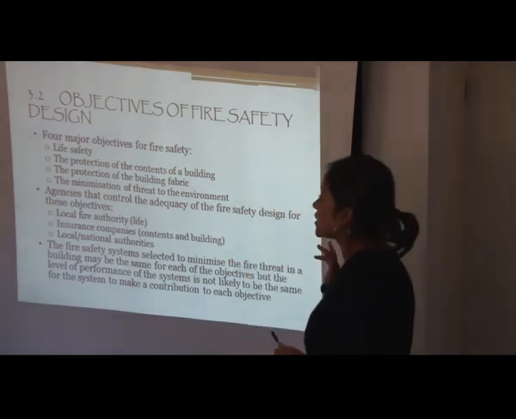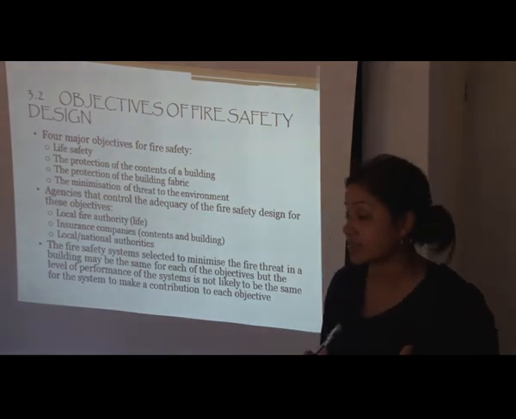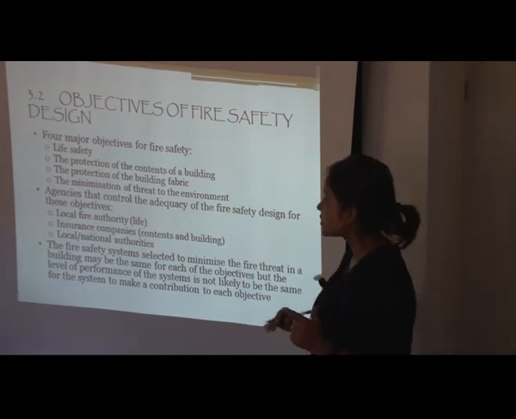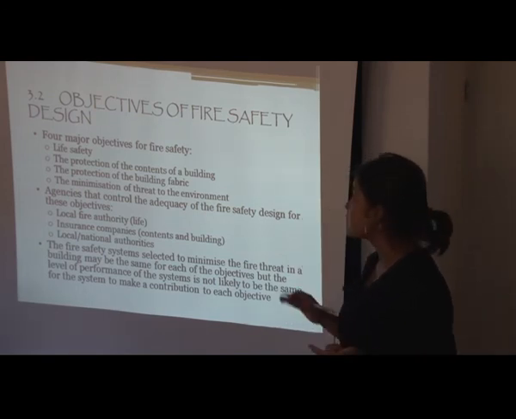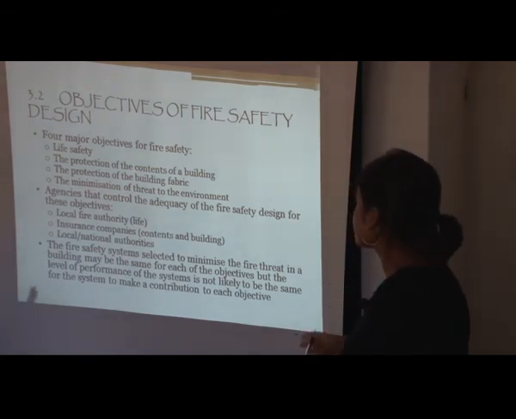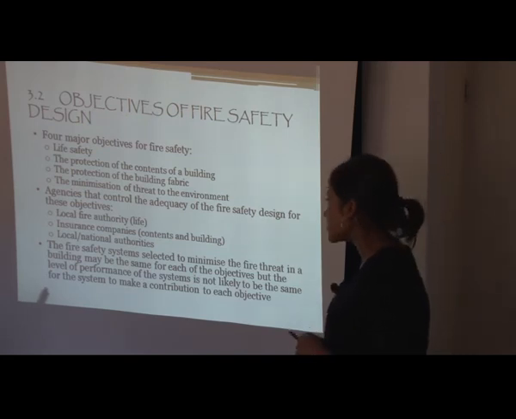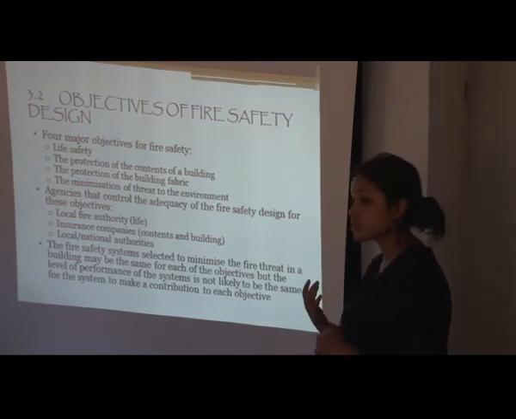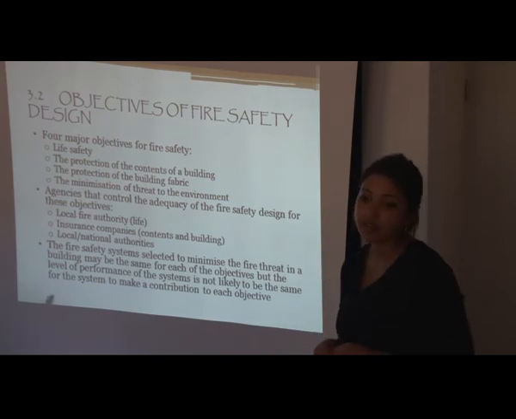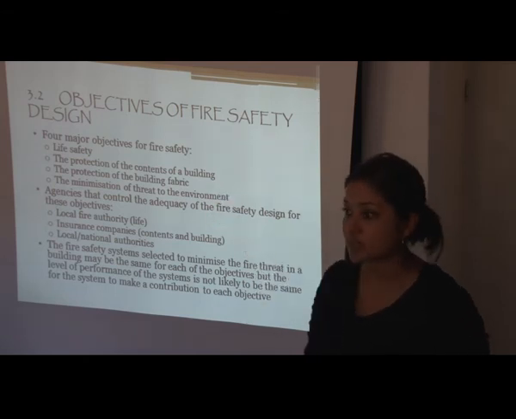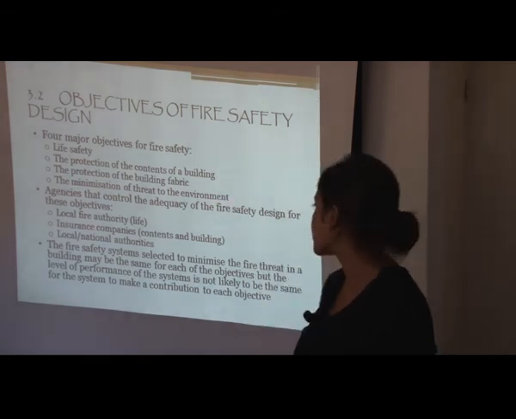There's 4 objectives for fire safety. Number 1, very important, life safety. And then number 2, the protection of the contents of a building, right? The protection of the building fabric and the minimization of threat to the environment. Those 4 things are important, right? So agencies that control the adequacy of the fire safety design for these objectives are, who are these people? The local fire authority, right? Insurance companies and local or national authorities. Those 3 parties can assist also with fire prevention policies, right?